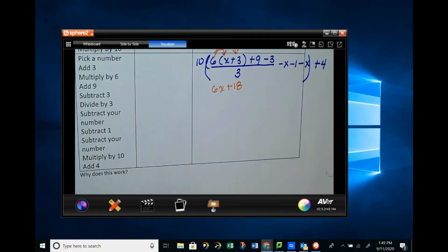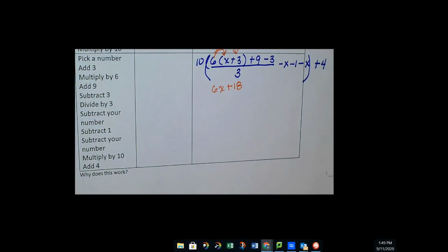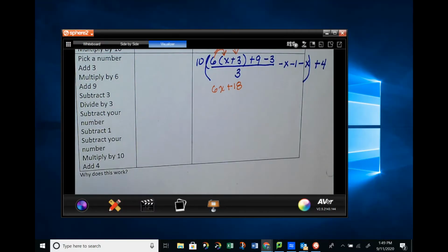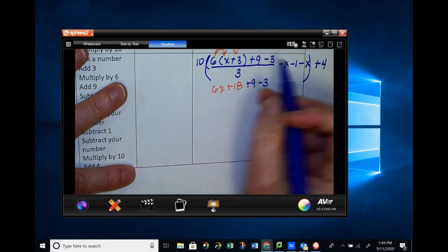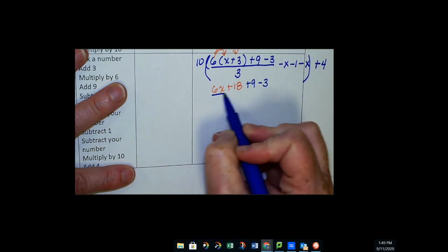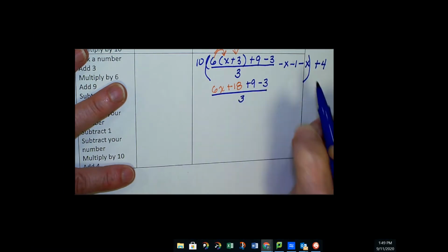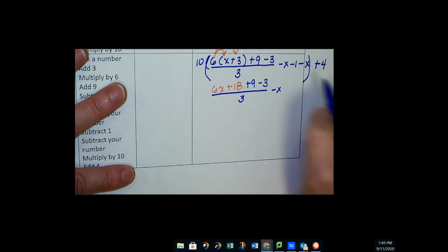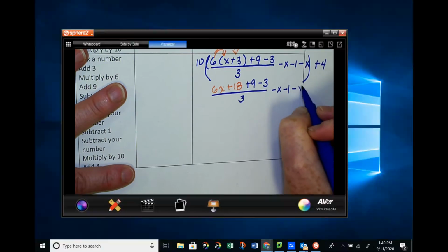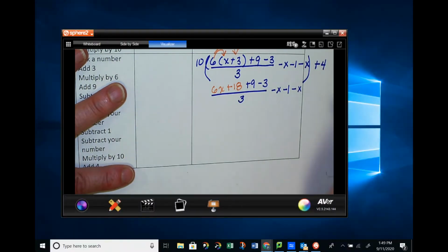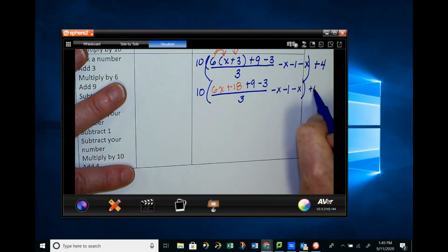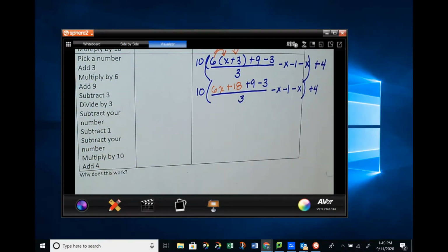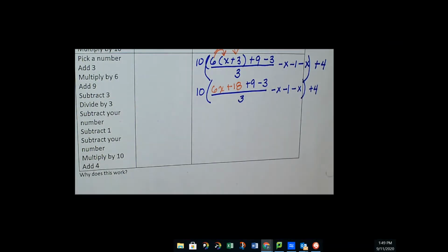And then everything else on here is exactly the same. So I'm still adding 9. I'm still subtracting 3 because that's this part right here. And then I'm dividing that whole thing by 3. I'm subtracting my original number, subtracting 1, my original guess, x. I'm going to multiply this whole thing by 10, and then I'm adding 4. So I didn't change anything. The only part I changed was that distributive property, and I had to multiply by 6.